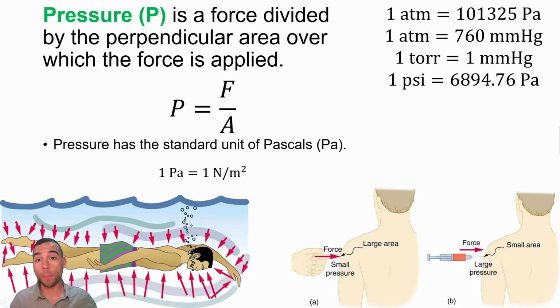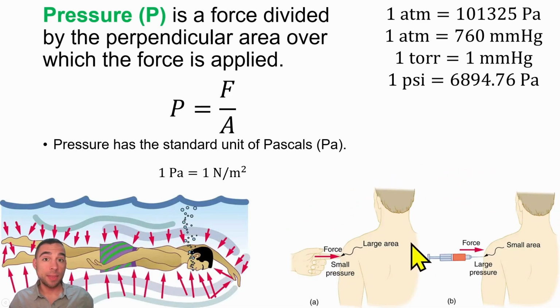We spoke a little bit about pressure in our last class covering ideal gases, but pressure is a very important idea for fluids as well. Pressure is the amount of force divided by the area. Pressure has the standard units of pascals, and as a reminder, 1 Pascal is equal to 1 Newton per meter squared. Pressure is important for fluids because it will cover ideas like swimming underwater or medical applications like giving a vaccine or a shot.